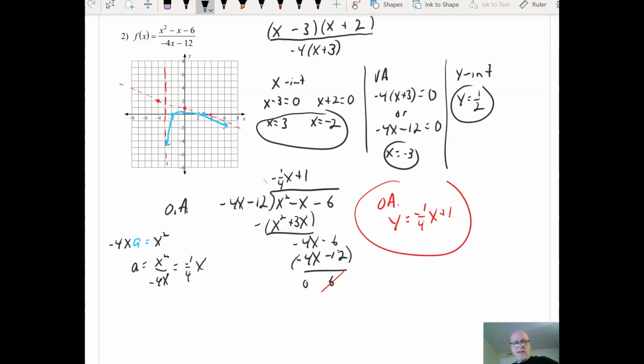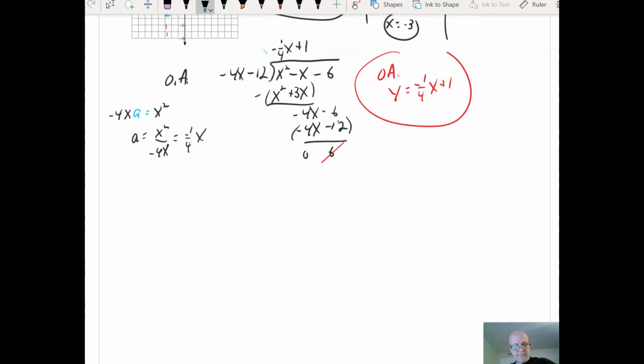Now the other branch on the left side has to be up here because, again, we know that it can't have any more x-intercepts, so no need for a sign chart, and there's the function. Okay, let's look at the next example.